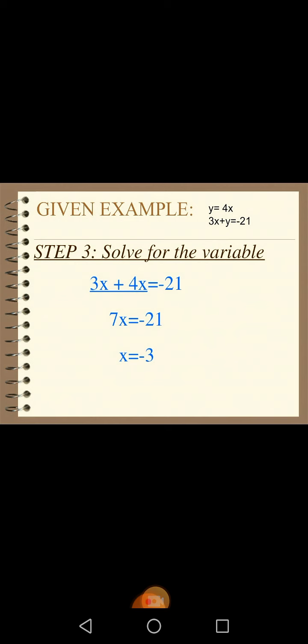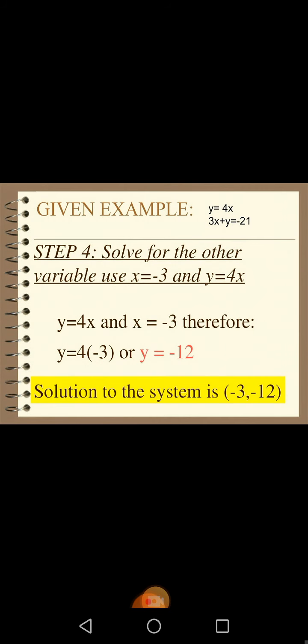Here I got x, but I have to get y too. So step number 4, solve for the other variable: use x equals negative 3 and substitute in the first equation, y equals 4x. So y equals 4 multiplied by negative 3, to get y equals negative 12. So the solution to the system is negative 3 and negative 12. Do you get this?